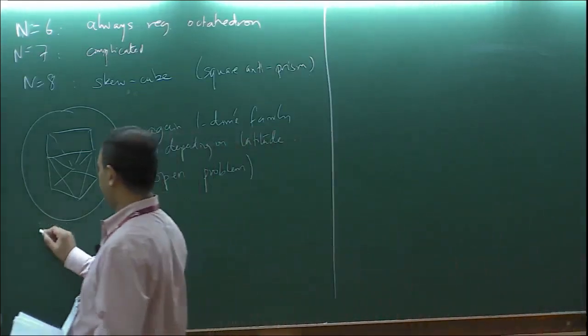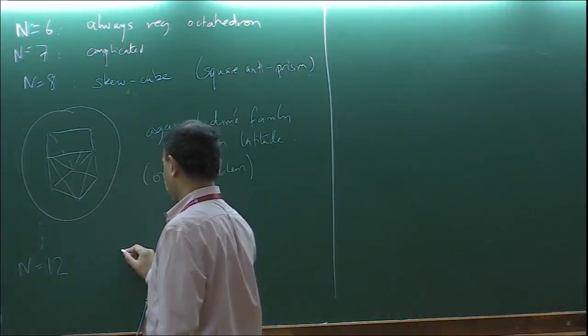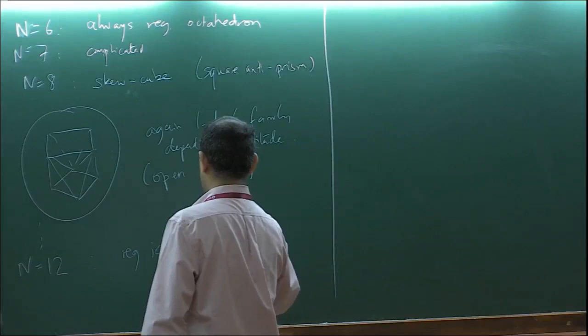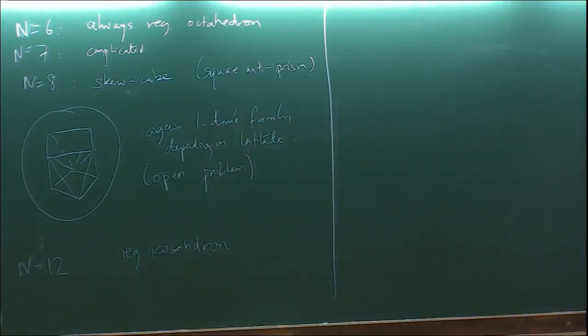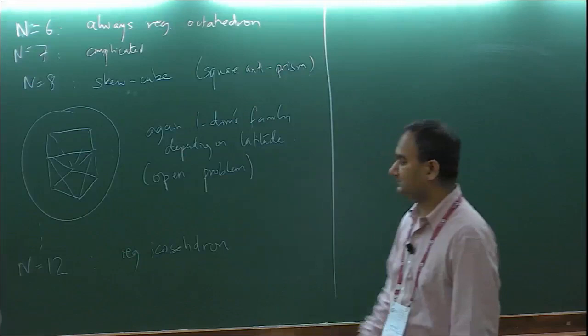And so on. The only other very interesting case is n equals 12, where you always get a regular icosahedron. But for n equals 20, for instance, you do not get a regular dodecahedron because, again, the pentagonal faces are bad for energy, so you actually get something else.